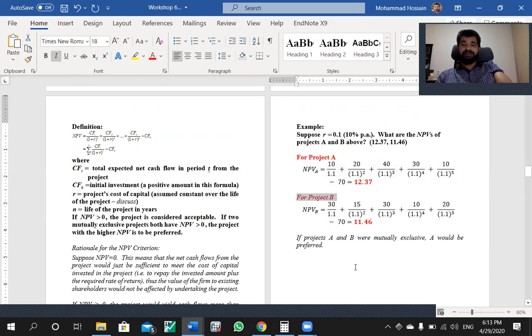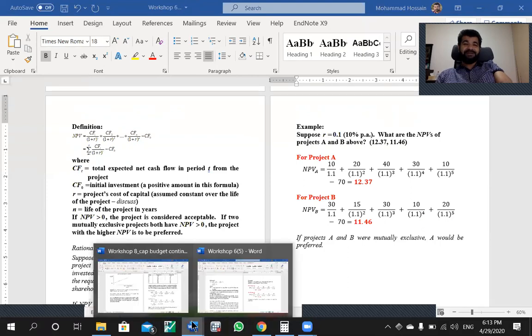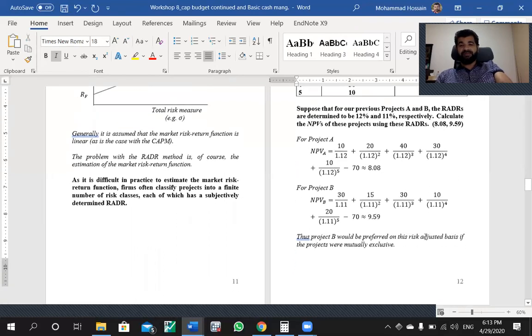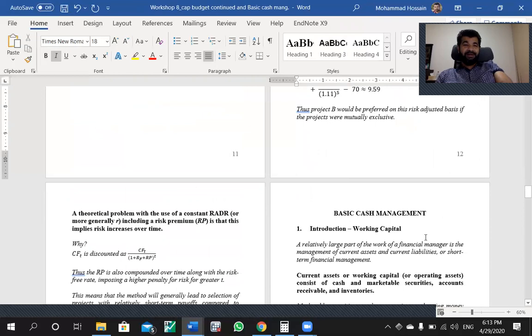Okay, we're choosing project A. But if we use the RADR method, the risk adjusted discount rate method, that time we're actually choosing project B. So you can see very clearly that depending on the method you are using, you will be choosing your project. Okay.